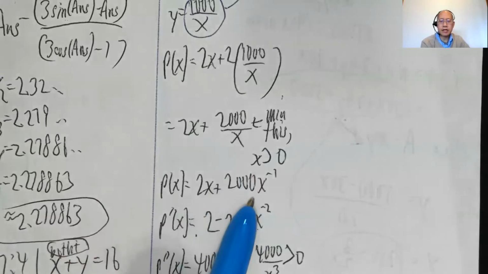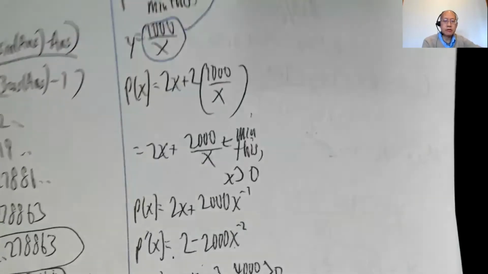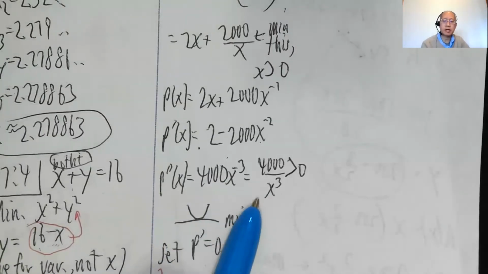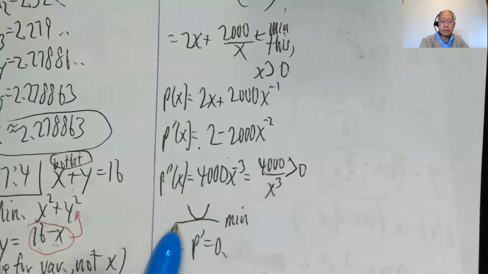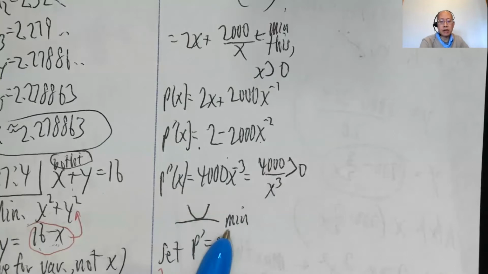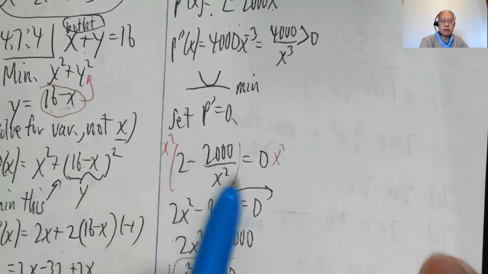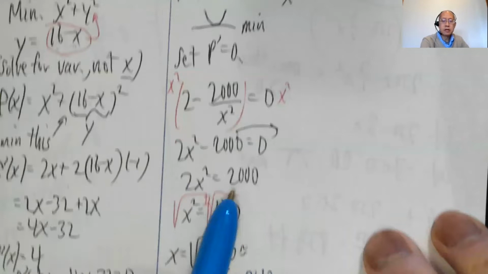We write as 2,000 x to the -1. So P prime is 2 minus 2,000 x to the -2. P double prime is 4,000 x to the -3rd, which is equal to 4,000 over x cubed. That's greater than 0 for all x greater than 0. That means I have a concave up situation, which means I will have a minimum. So set P prime equal to 0. 2 minus 2,000 over x squared equals 0. Multiply both sides by x squared. Subtract the 2,000. Divide by 2.